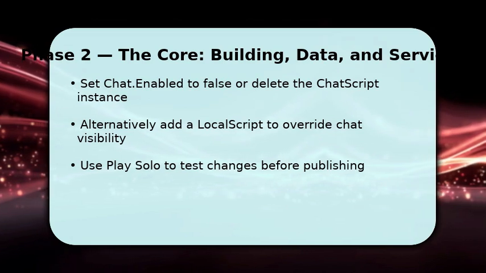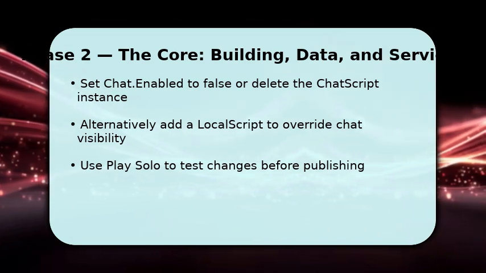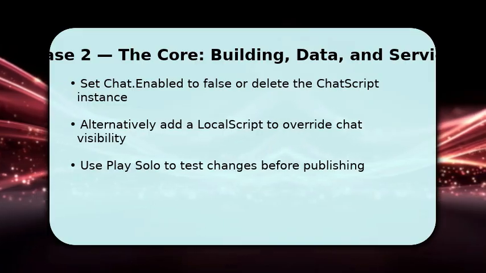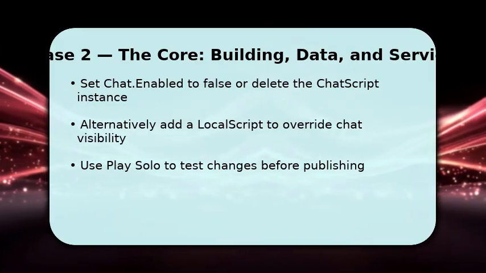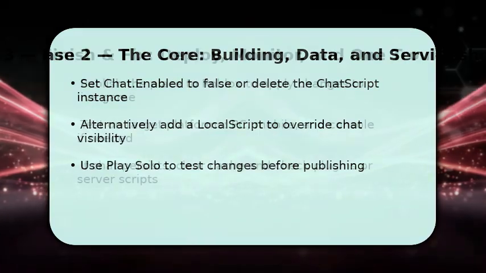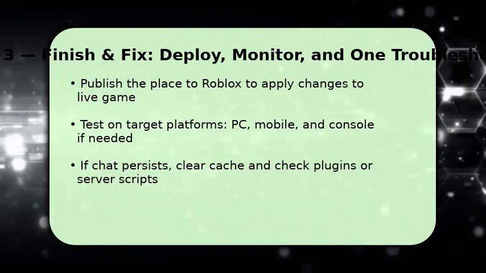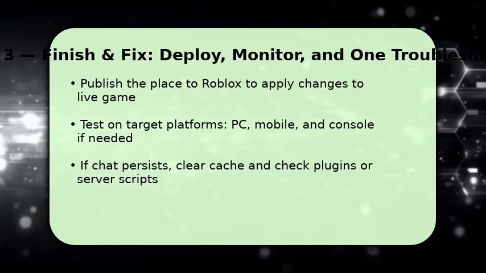After making the change, run Play Solo and test messaging. Make sure chat elements no longer appear and confirm there are no console errors in Output. Finally, save and publish the place so the disabled chat propagates to the live game.